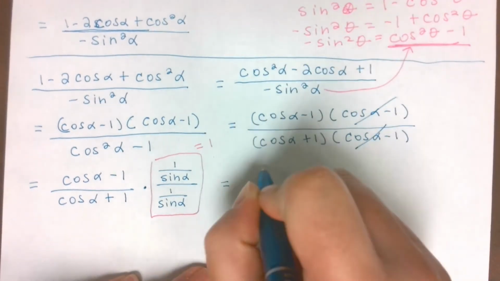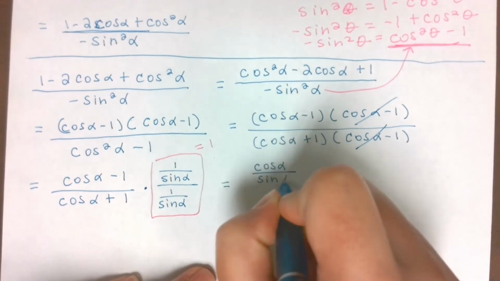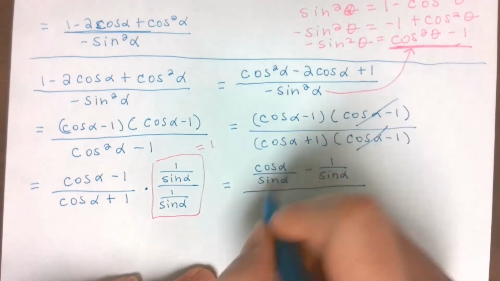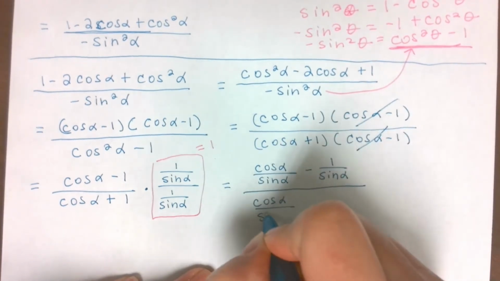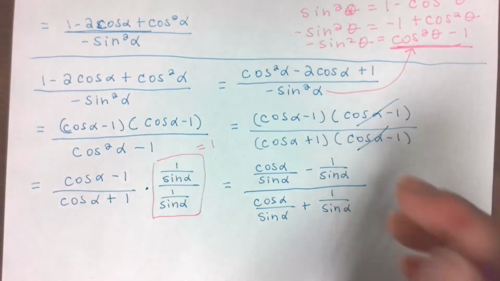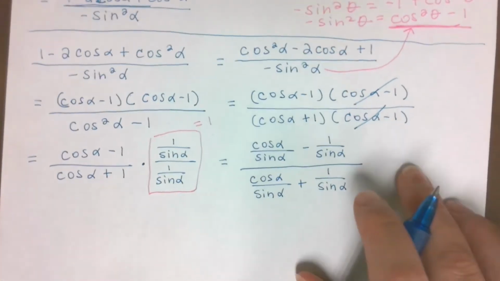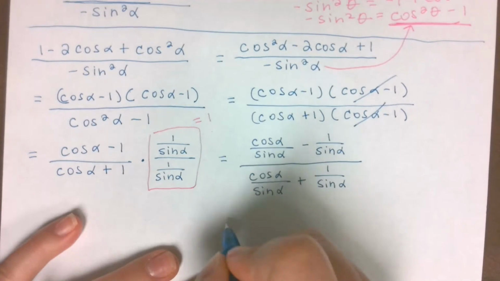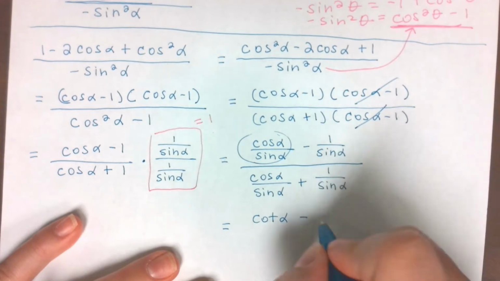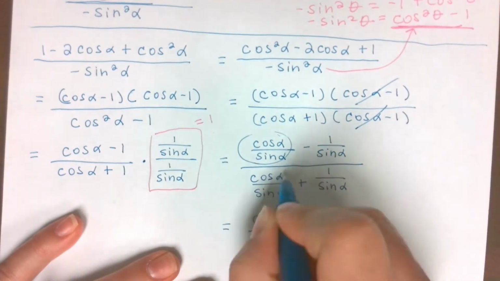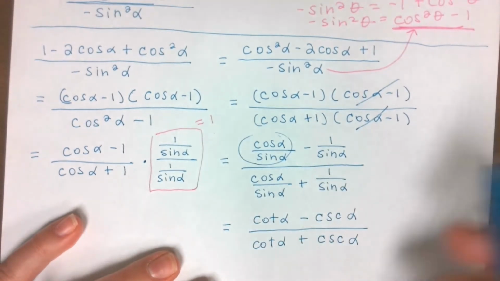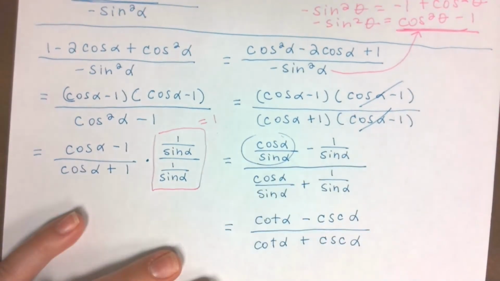Alright, so if we do this, we have cosine alpha over sine alpha minus 1 over sine alpha, and then cosine alpha over sine alpha plus 1 over sine alpha. And then from here you can see that this turns into cotangent alpha minus cosecant alpha, over cotangent alpha plus cosecant alpha. And this gives us the left side that we were originally looking for.